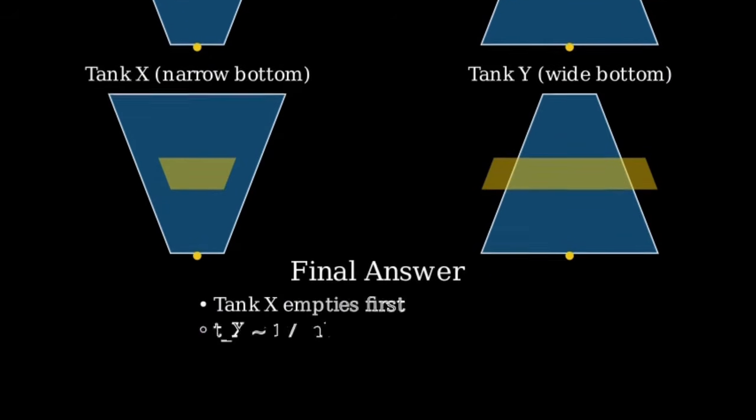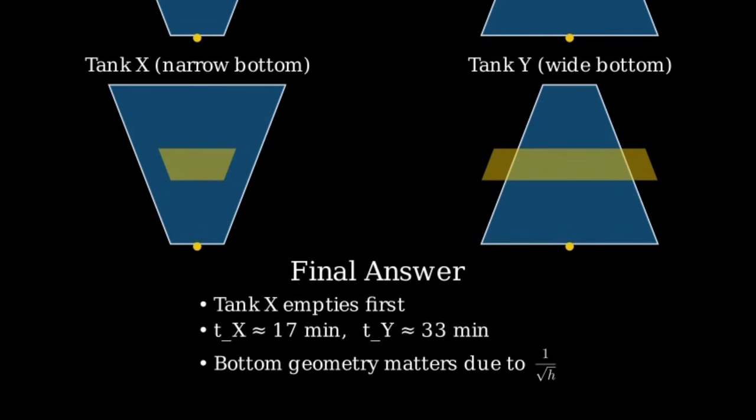Final answer: tank X empties first. With our chosen numbers, tank X takes about 17 minutes, and tank Y takes about 33 minutes. Even with the same total volume and the same outlet, shape matters because the bottom is weighted more strongly in the time integral.